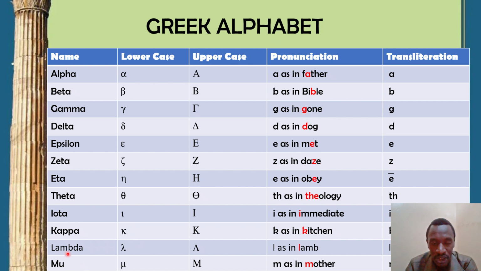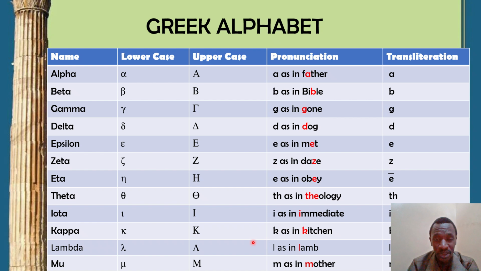And then you have what is called lambda. Lambda is also written like this, and it has an L sound like lamb, and it is transliterated as L. And then you also have mu. So mu is written like this, and also it has an M sound.